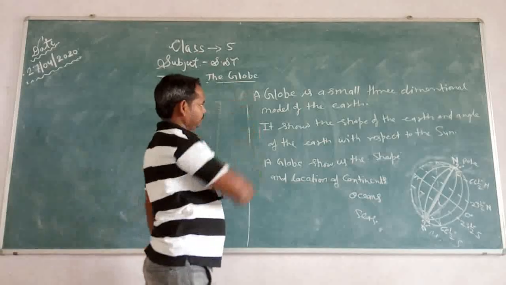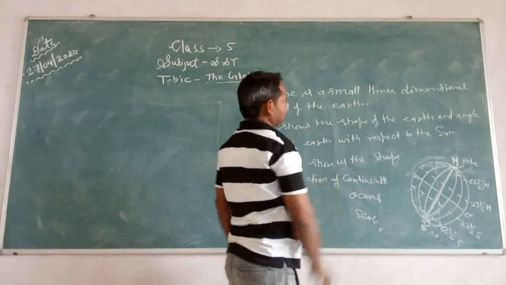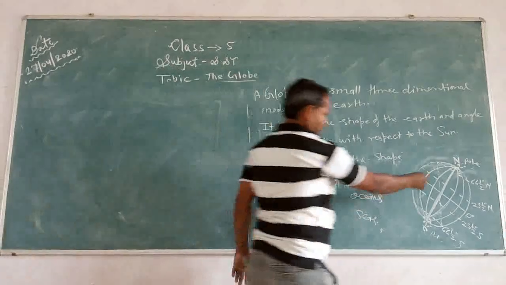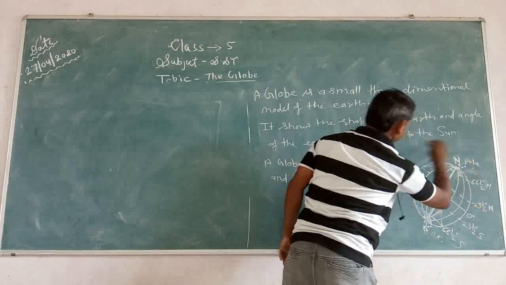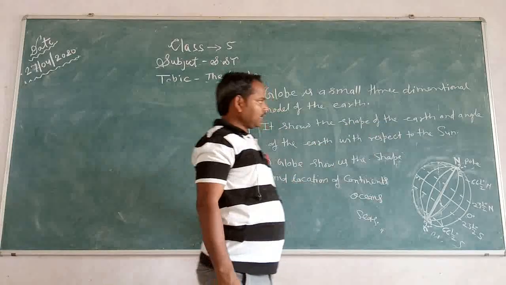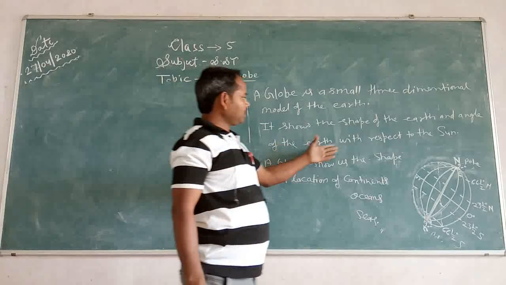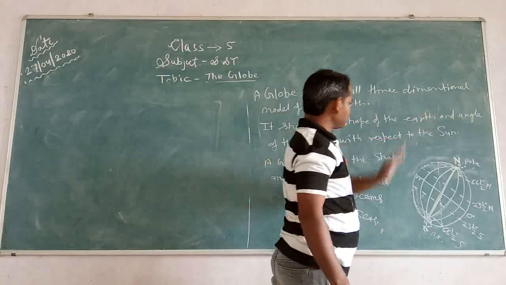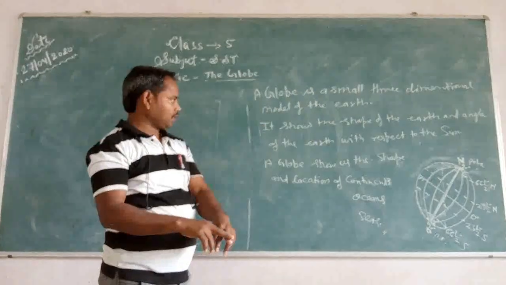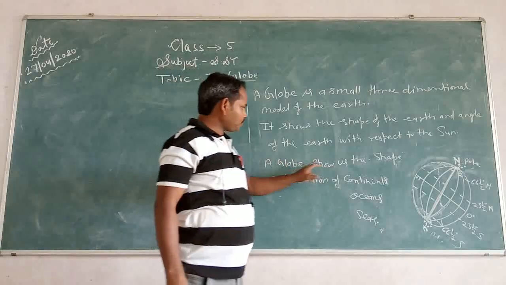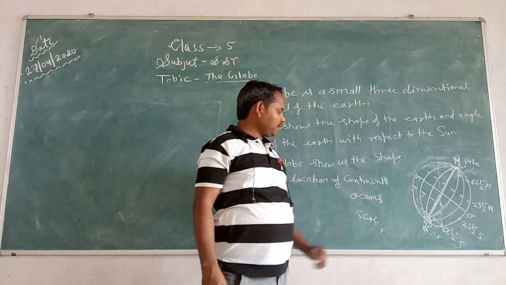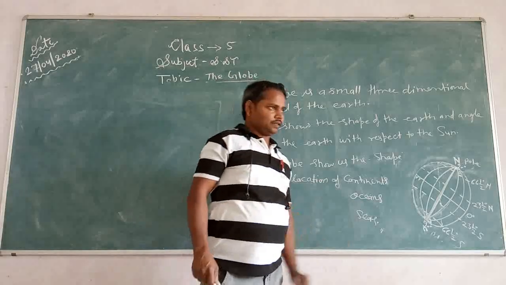The globe. A globe is a small three-dimensional model of the Earth. It shows the shape of the Earth and the angle of the Earth with respect to the Sun. A globe shows us the shape and location of continents, oceans, and seas.